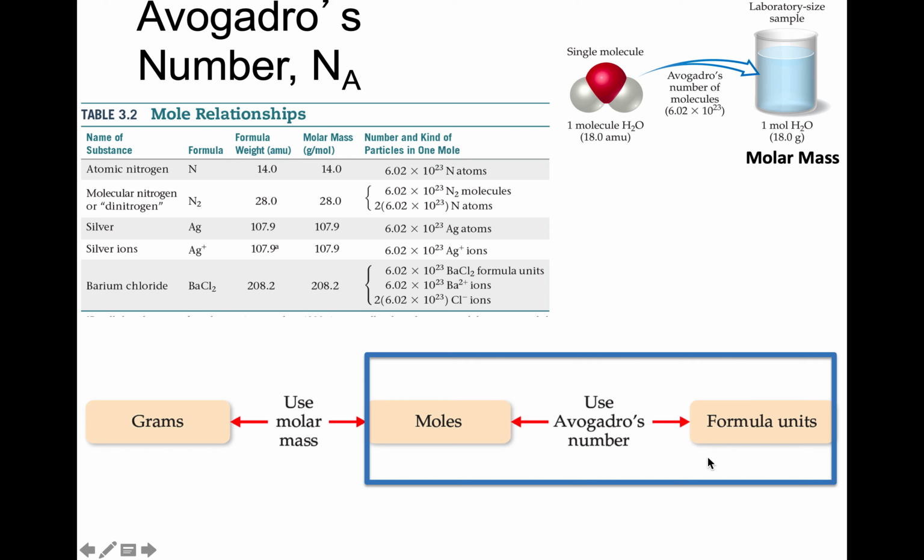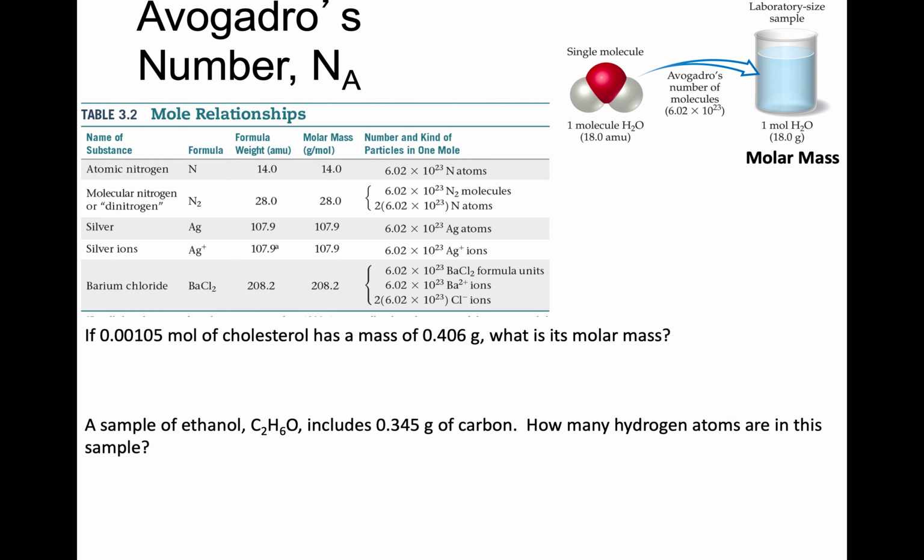Especially important with that is to be careful and read the formula correctly. Notice within barium chloride, for every one barium ion, you've got 2 chloride ions. For every 1 mole of barium, you've got 2 moles of chloride. So be careful and make sure we read the formula correctly and understand what it designates. Here's a couple calculations to give it a try.